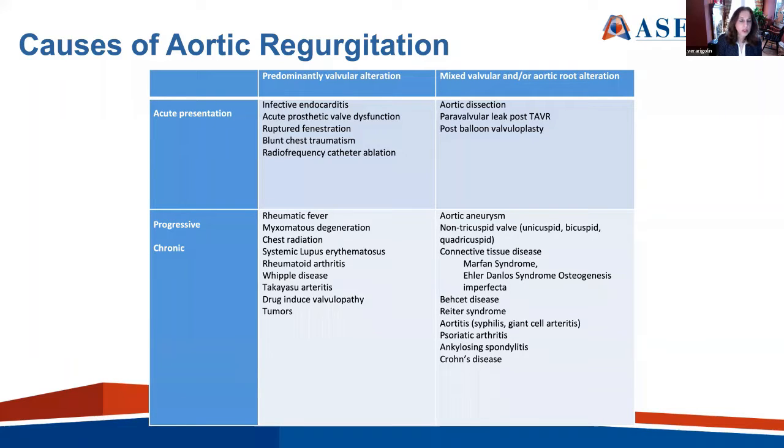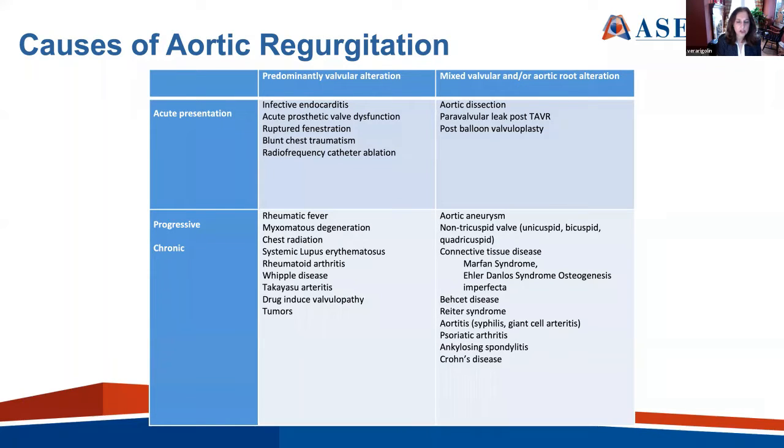So when we look at the acute presentations, the predominantly valvular causes include infective endocarditis, acute prosthetic valve dysfunction, a ruptured fenestration, blunt chest trauma, or as a complication of procedures such as radiofrequency catheter ablation. Those that are acute and due to mixed valvular and/or aortic root alteration include aortic dissection, paravalvular leaks post-TAVR, and post-balloon valvuloplasty.